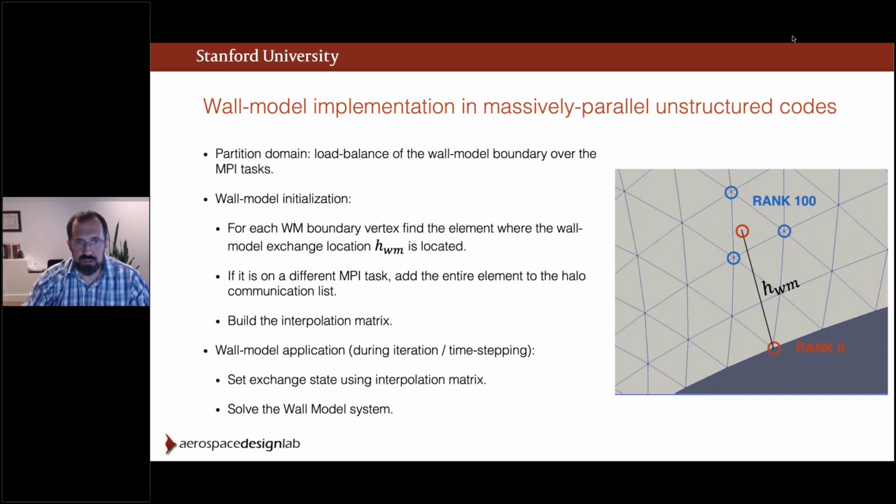Then during the simulation, at each time step, the exchange state is updated from the LES solution, fed to the wall model, and the wall stress and heat flux are fed back to the LES.